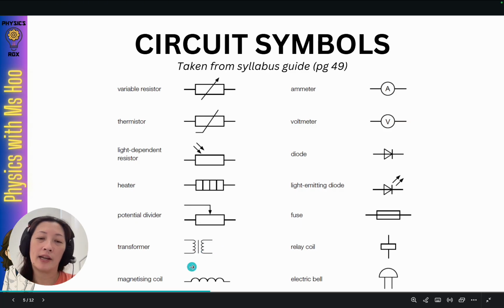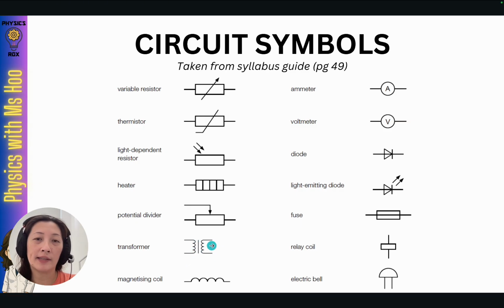This is the symbol for a transformer. The curved lines on both sides here represent the primary and secondary coil, while the line in the middle represents the soft iron core. Sometimes it may be a single line, sometimes it may be a double line.